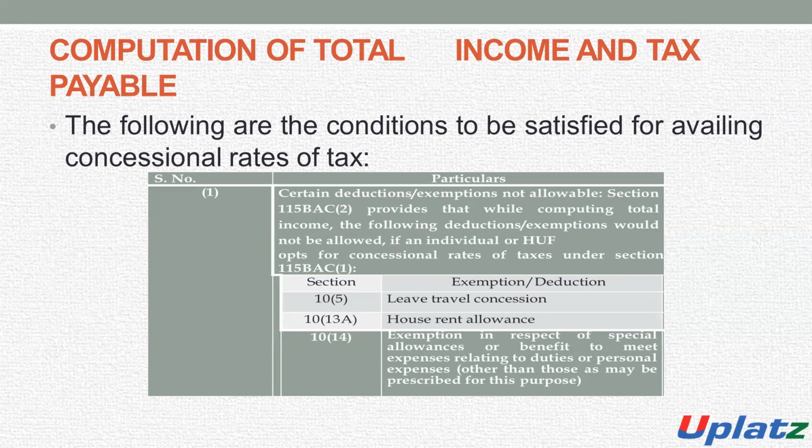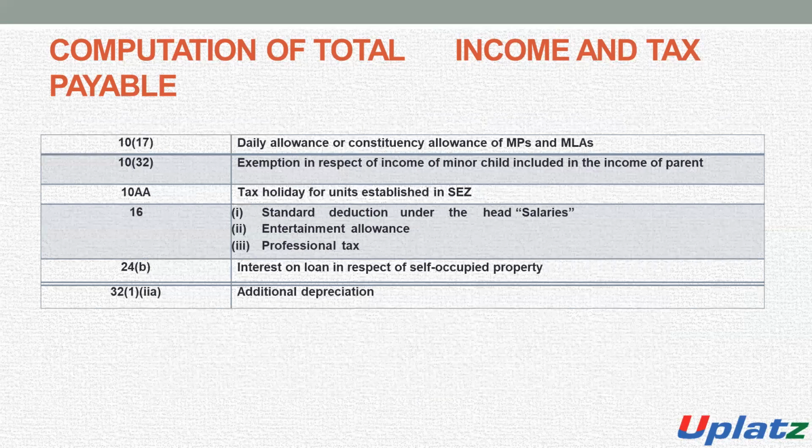Section 10 subsection 14A, exemption in respect of special allowances or benefits to meet the expenses which are relating to the duty or personal expenses. Means the deduction in respect of special allowances or the benefits are not available when the assessee wants to apply the concessional rate of income tax.